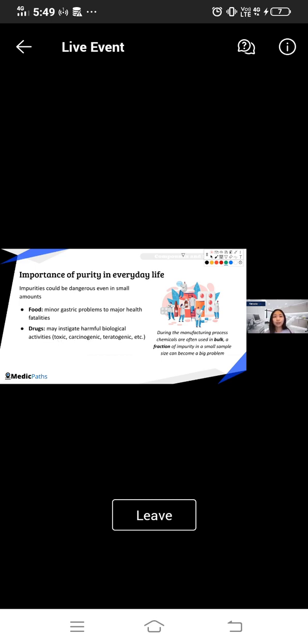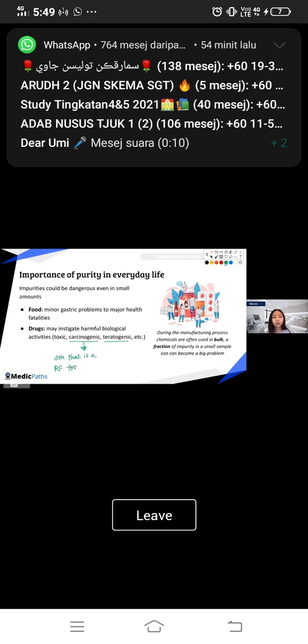Now, these are some big words we have over here: carcinogens and teratogenic. Carcinogenic, you might have seen this in one of our bio classes before if you joined us, but carcinogenic basically means something that is an RF, which means risk factor for cancer.